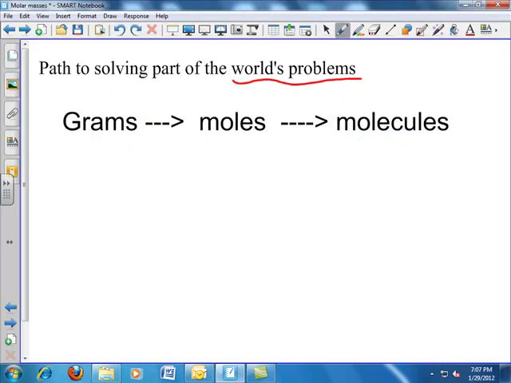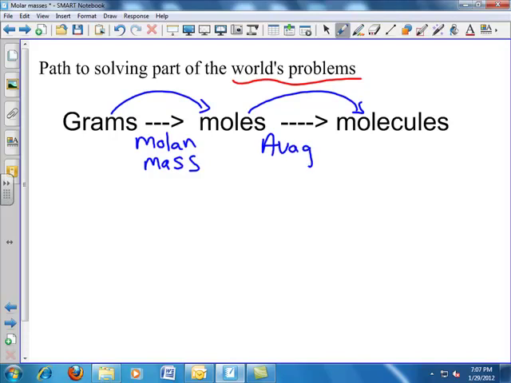Well, as I said, if I'm going to go from grams to moles, the number that I'm going to use is molar mass. And then if I'm going to go from moles to molecules, the number I'm going to use is Avogadro's number. And we're going to set this up in one big T box.